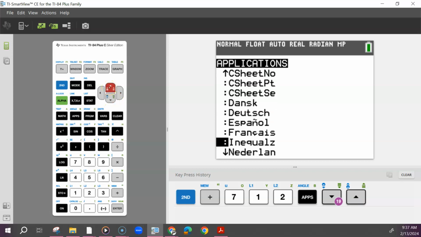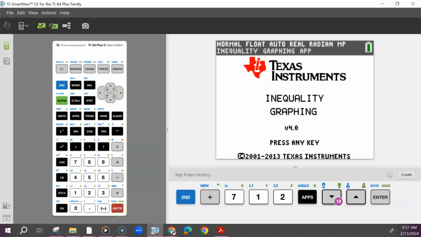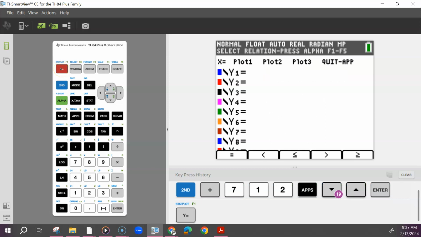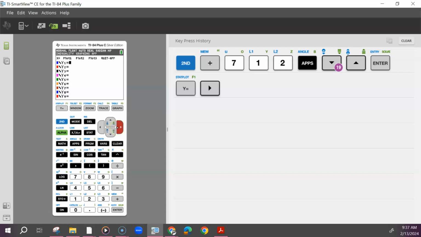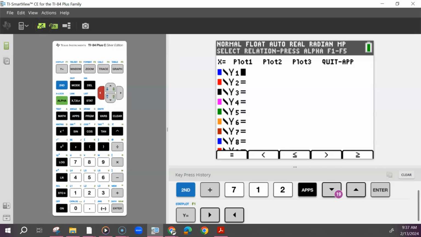And then once you go into Inequalz, hit enter. You should see a screen that looks like this. And then go into your y equals. And if you're not hovering over the equals, it looks like normal. But if you are hovering over the equals, you can see these symbols at the bottom. And we're just going to do the 2 examples that are in the notes. Y is less than 3x plus 2.